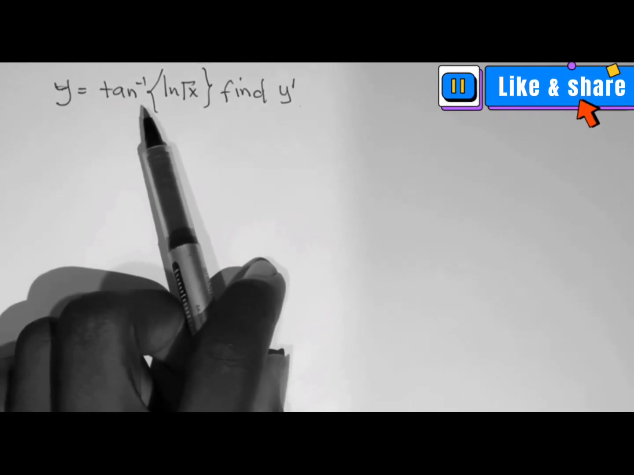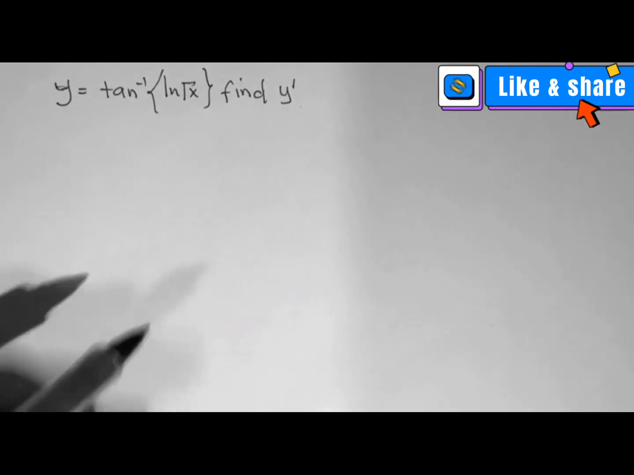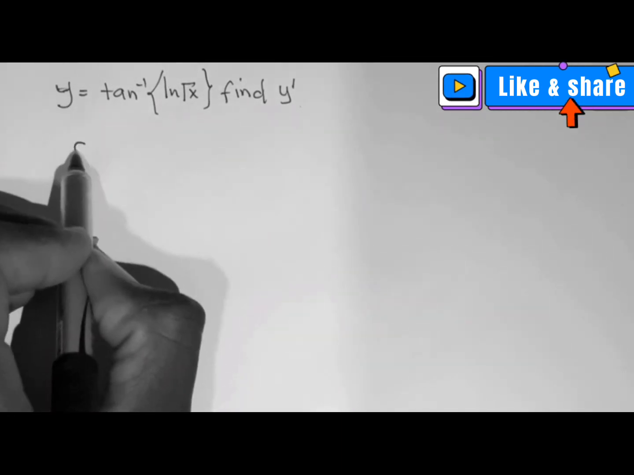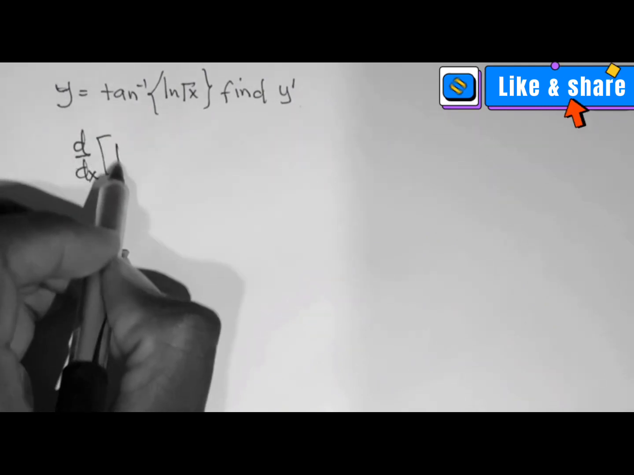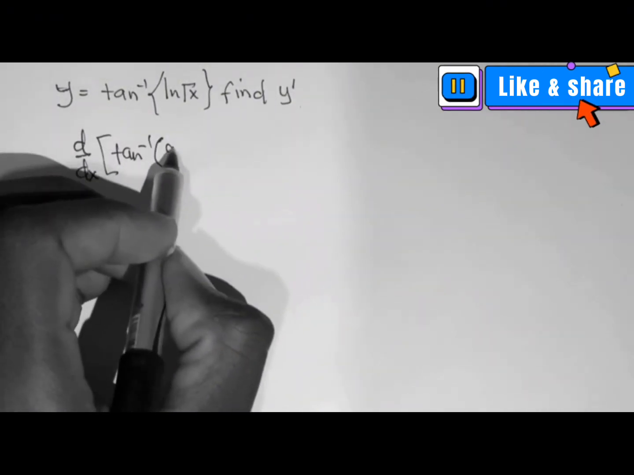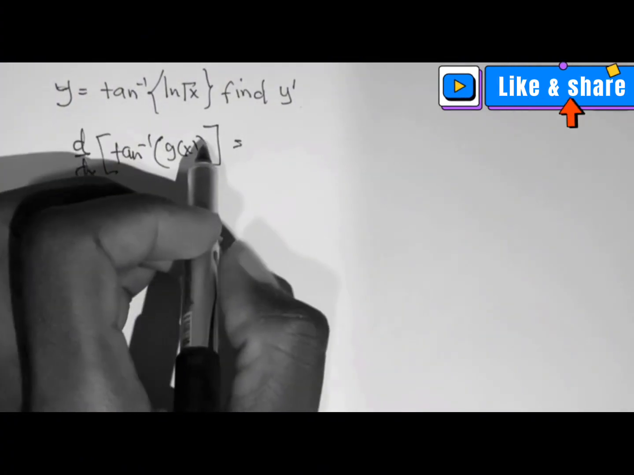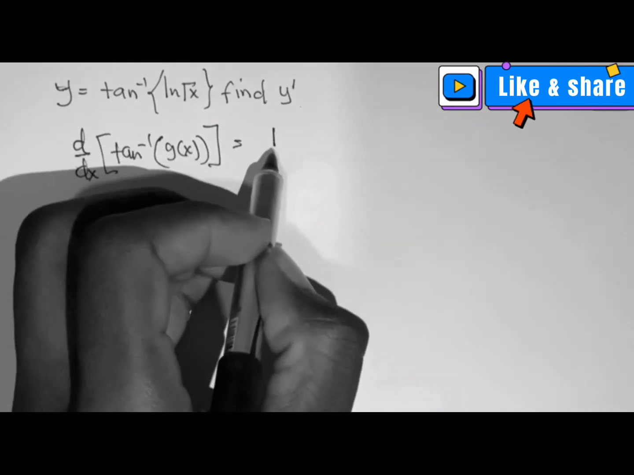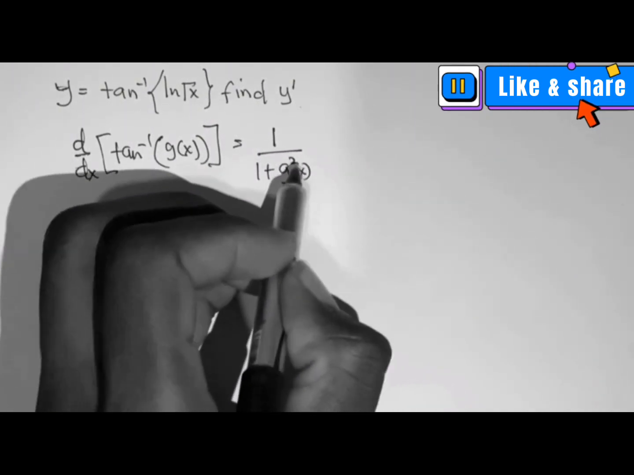y is equal to tan inverse of ln root x. Find y prime. So we know that d dx of tan inverse of g of x is equal to 1 divided by 1 plus g squared of x times g prime of x.